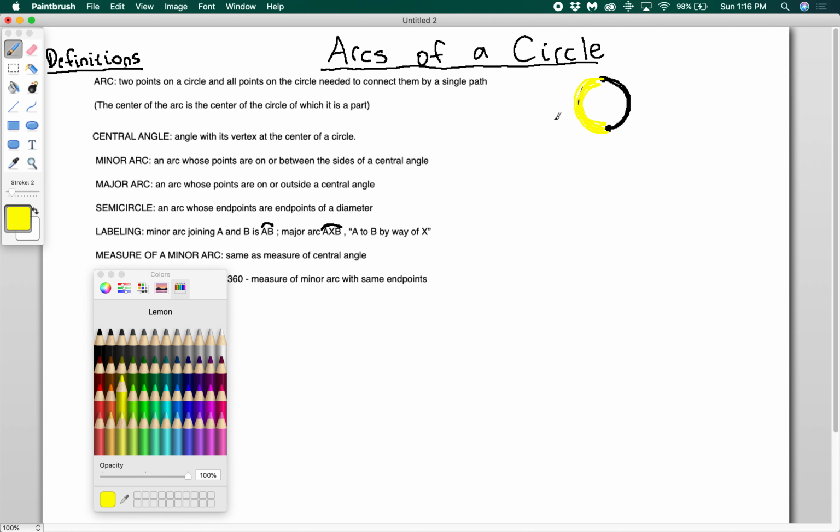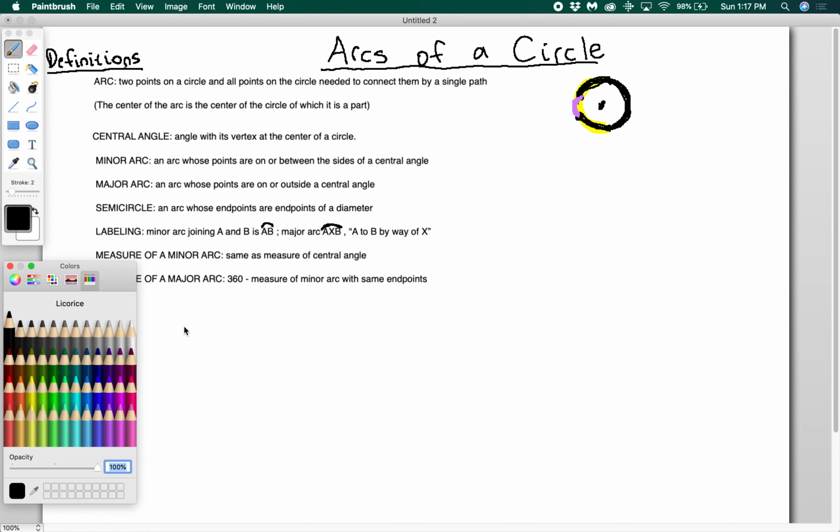And the center of the arc is the center of the circle of which it is a part. So if I'm looking at this arc here, then that means that this is the center of that arc. And I drew an arc that is exactly half, but let's say I picked these 2 points instead. And this whole thing now is my arc, right? This is the center of that arc. Or, I could take this little arc here, and this would still be the center of that arc, okay? So that's what an arc is.